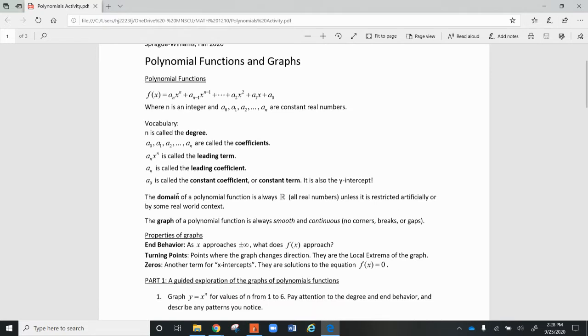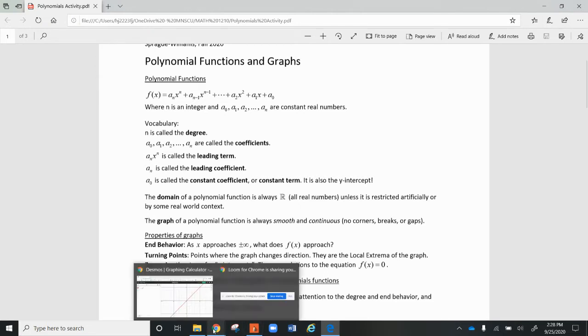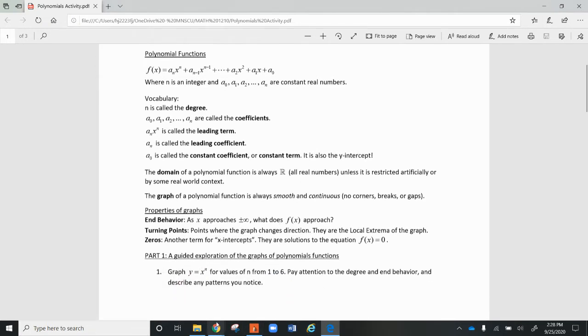So here's a few other facts about polynomial functions. The domain of a polynomial function is always all real numbers, unless you say otherwise for some reason, like real world context, for example, like the stone moving in the air, like in the example from the last section. And then another fact about polynomials is that the graph is always smooth and continuous. That means no corners, breaks, or gaps, or anything like that. So let's take a look at some graphs of polynomial functions here.